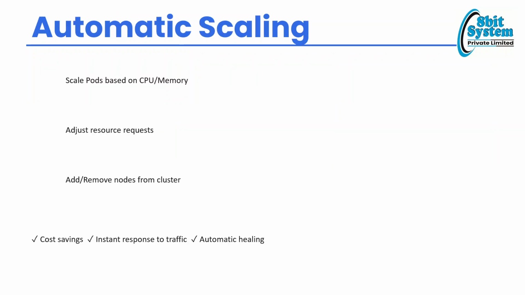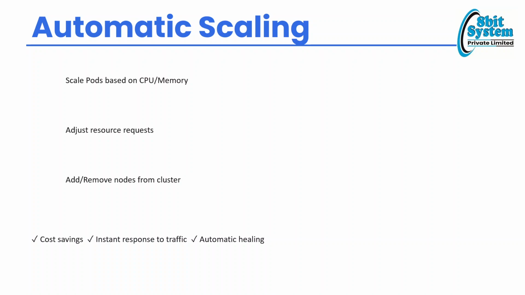Automatic scaling. One of the Kubernetes superpowers is automatic scaling. HPA, the Horizontal Pod Autoscaler, monitors CPU and memory. When usage goes above your threshold, it automatically spins up new replicas. When it drops, it removes the replicas. Cost saving and instantly responsive.